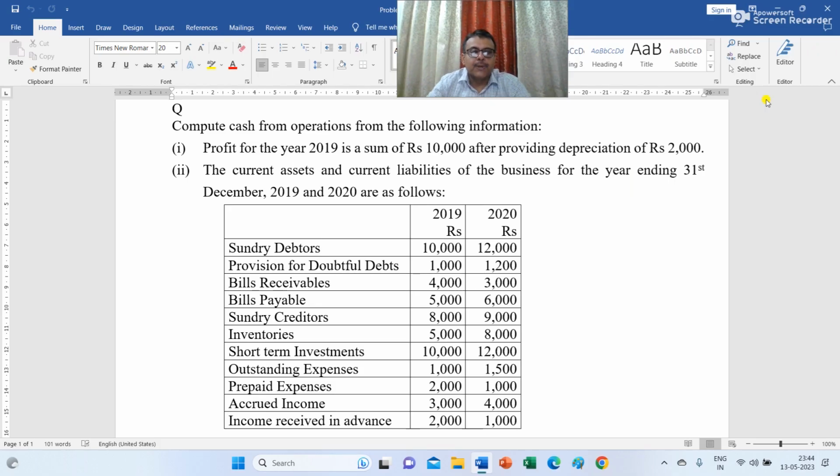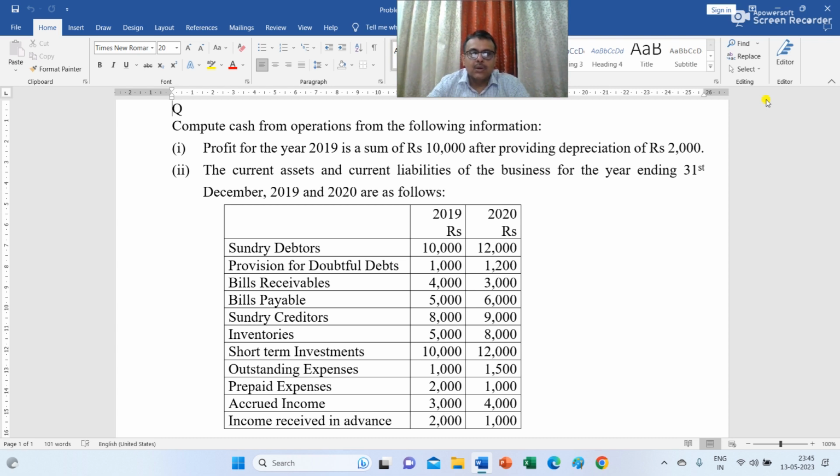Compute cash from operations from the following information. Profit for the year 2019 is a sum of rupees 10,000 after providing depreciation of rupees 2,000. The current assets and current liabilities of the business for the year ending 31st December 2019 and 2020 are as follows. So the balance of sundry debtors are 10,000, 12,000.